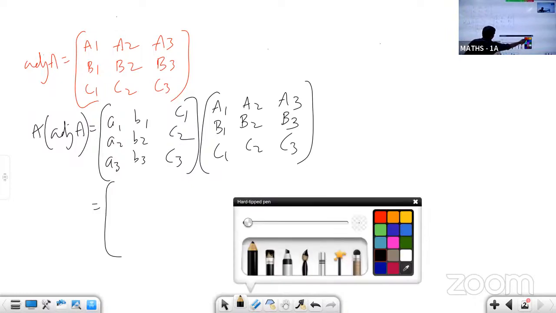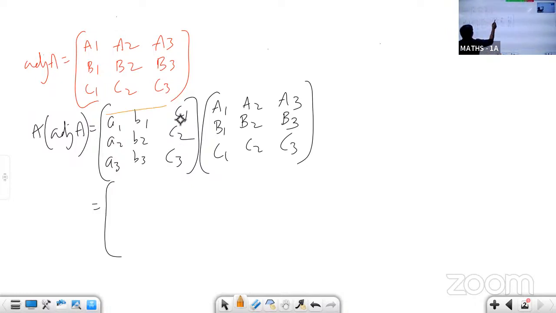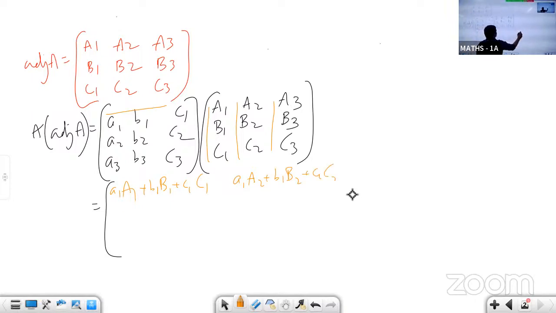Now, matrix multiplication. Usually, how we will do matrix multiplication? First row with all three columns I will do. Correct? No? First row with all three columns. Okay? Start now. Matrix multiplication. a1 A1 plus b1 B1 plus c1 C1. Next, a1 A2 plus b1 B2 plus c1 C2. Next, a1 A3 plus b1 B3 plus c1 C3. Now, first row with all three columns has been done.